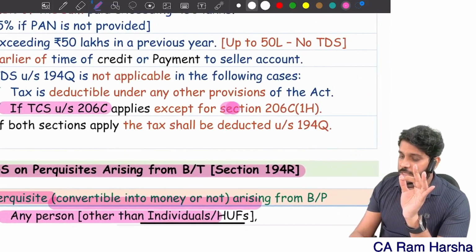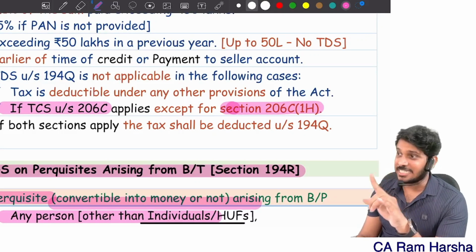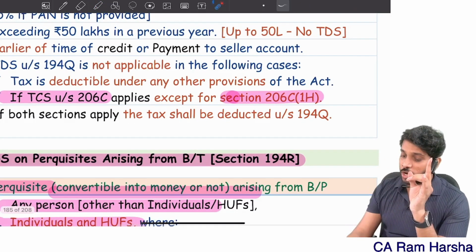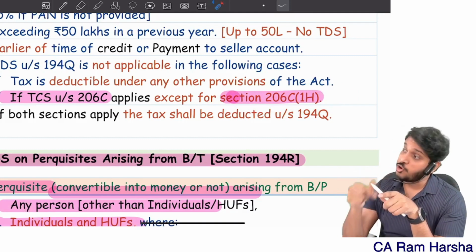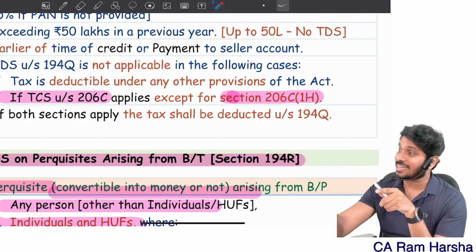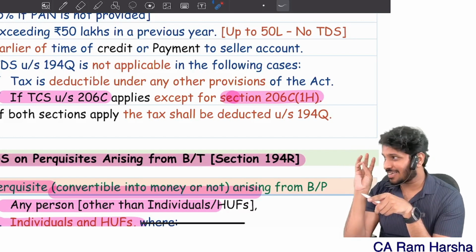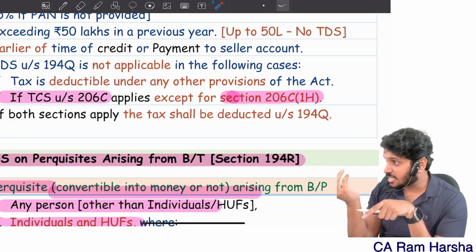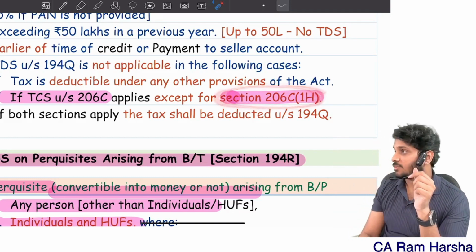For the seller, there is another section called 206C 1H. That section says, if you are selling any goods other than timber, forest produce, tendu leaves, scrap, notified goods under 206C 1, motor vehicle, notified goods under 1F, foreign currency, then for the remaining goods you are selling, 206C 1H is applicable.